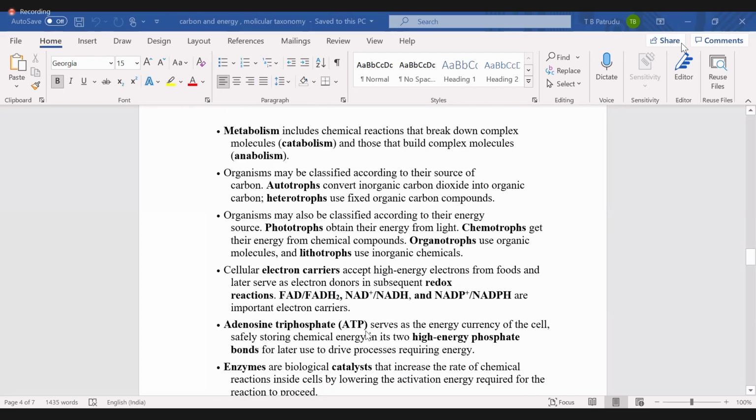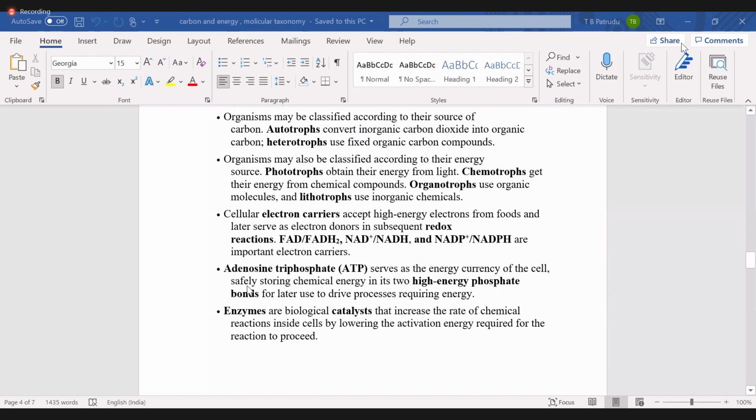Next is adenosine triphosphate, the energy substance. It carries energy. It is the energy currency of the cell. It safely stores strong chemical energy in high energy phosphate bonds. It is a triphosphate, so phosphate bonds are present. It drives the processes that require energy.